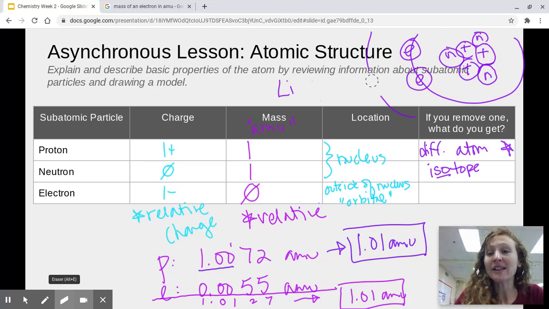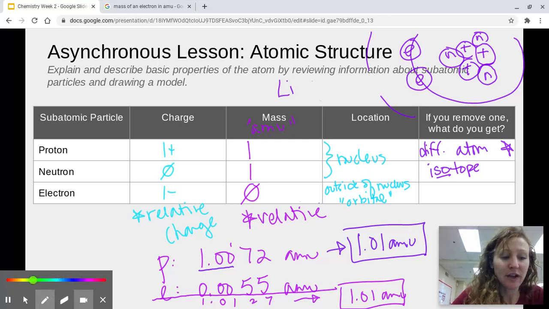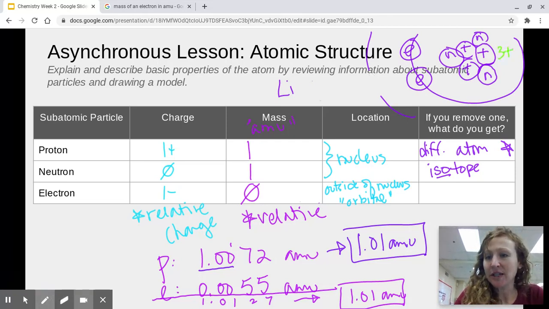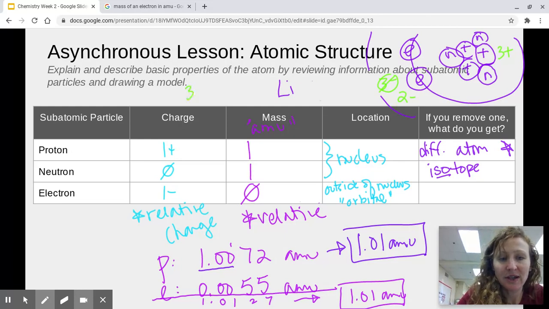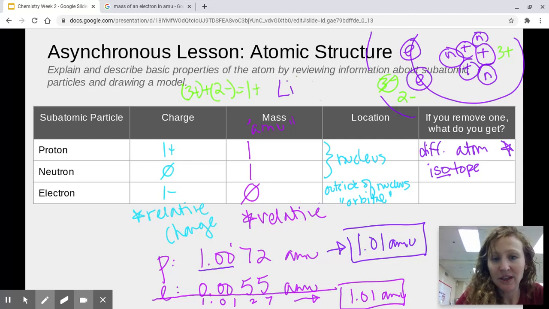So I used to have balanced charges, right? I used to have a 3 plus in the nucleus and a 3 minus in the electrons, and my lithium was neutral. Well, now I have a 2 minus in electrons and a 3 plus in the nucleus, and my lithium's no longer neutrally charged. It now has an overall charge of 1 plus. So 3 plus a 2 minus is going to equal a 1 plus. So my lithium is now charged.